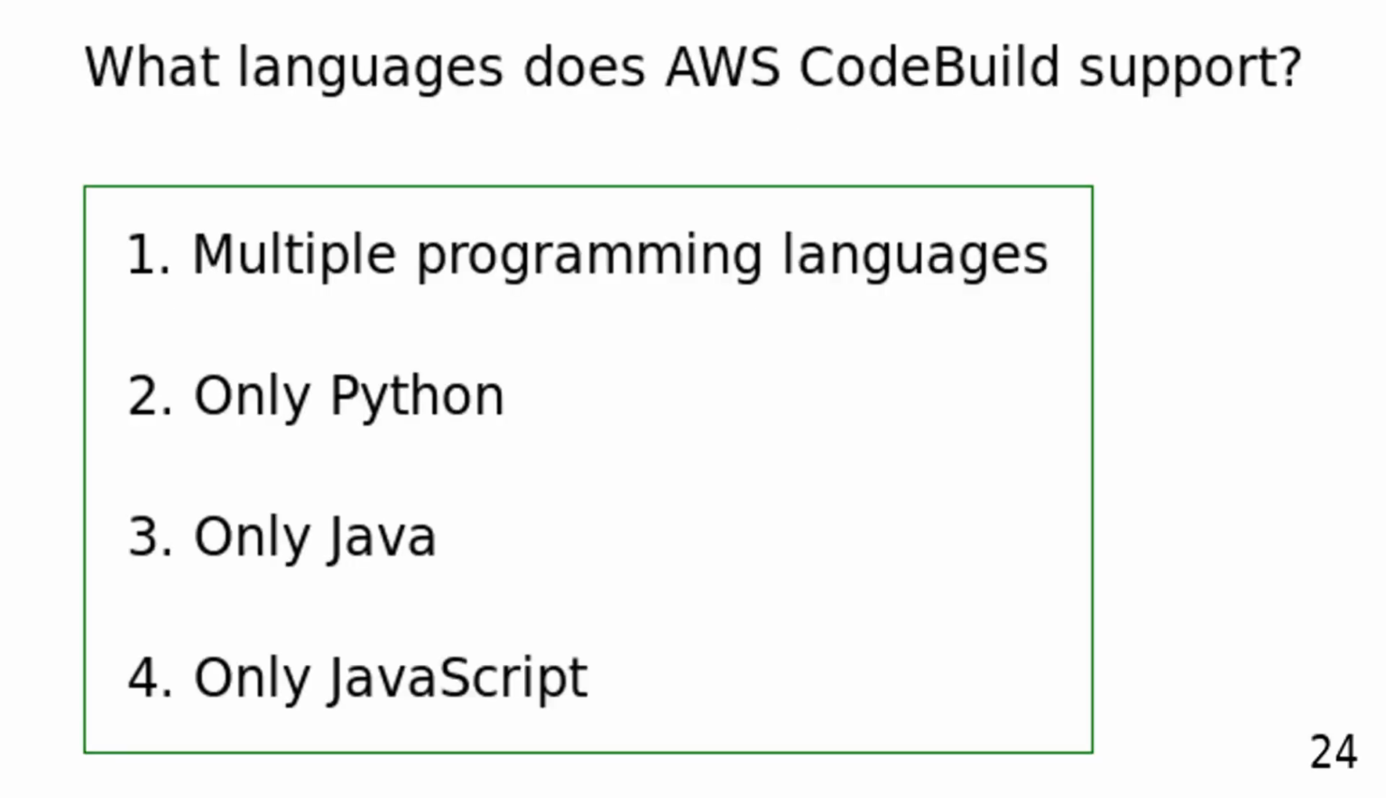What languages does AWS CodeBuild support? Multiple programming languages. Only Python. Only Java. Only JavaScript.